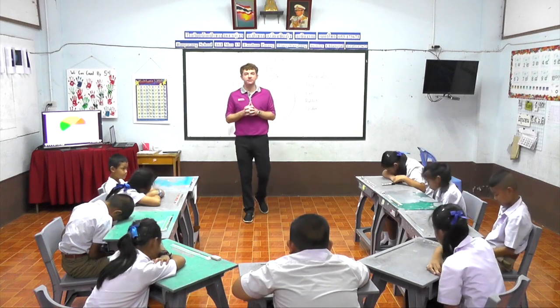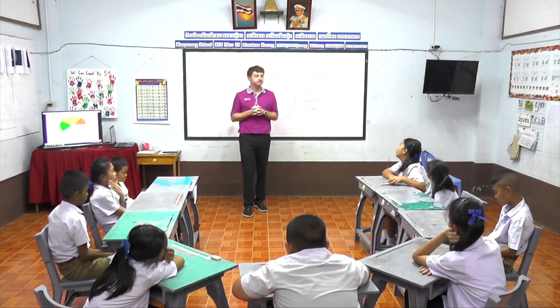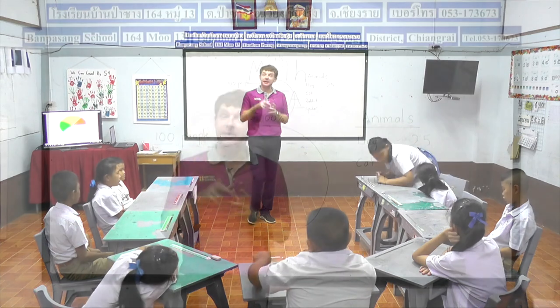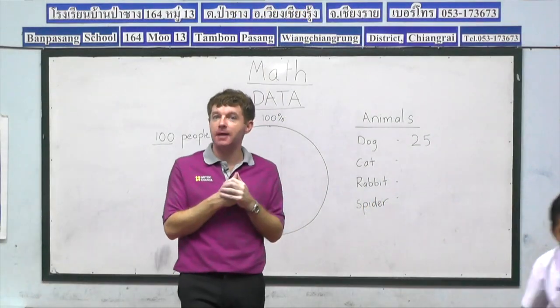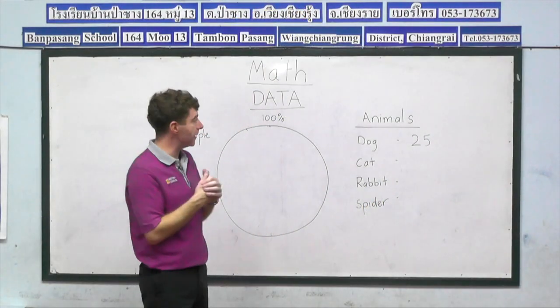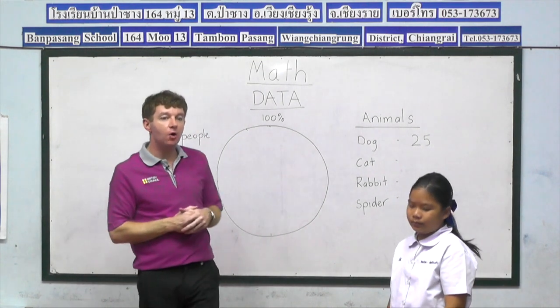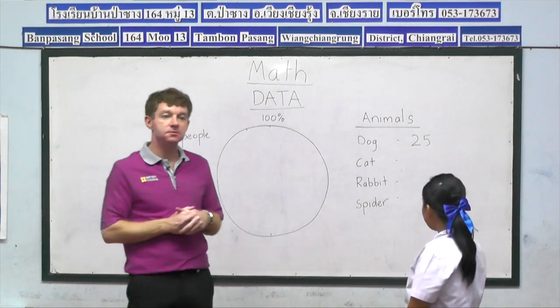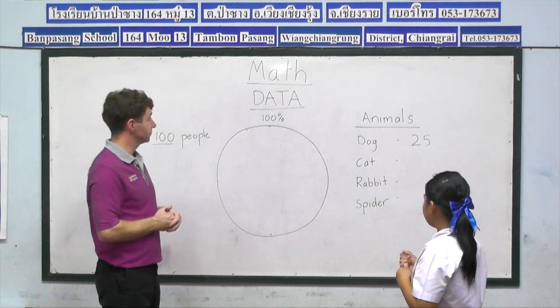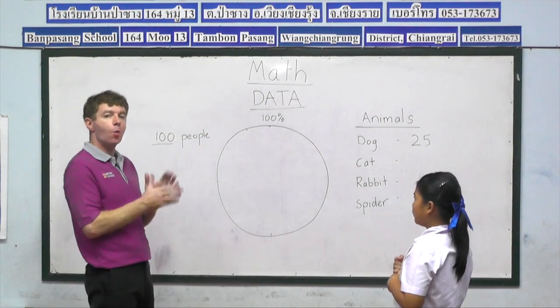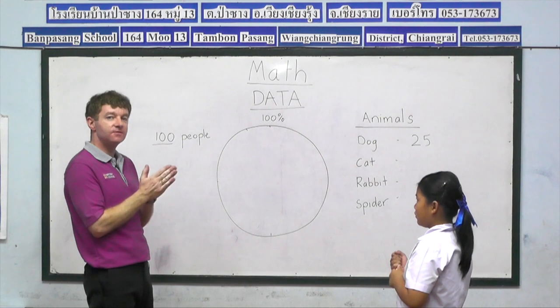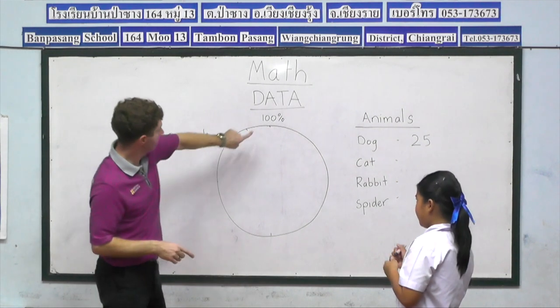Let's open our eyes, guys. Who has the pen? Lakau. Lakau will be the first person to demonstrate how to draw a pie chart. So, guys, what's the number I've written for dogs? How many people like dogs? 25. So, we have to think, what's 25% of our pie?